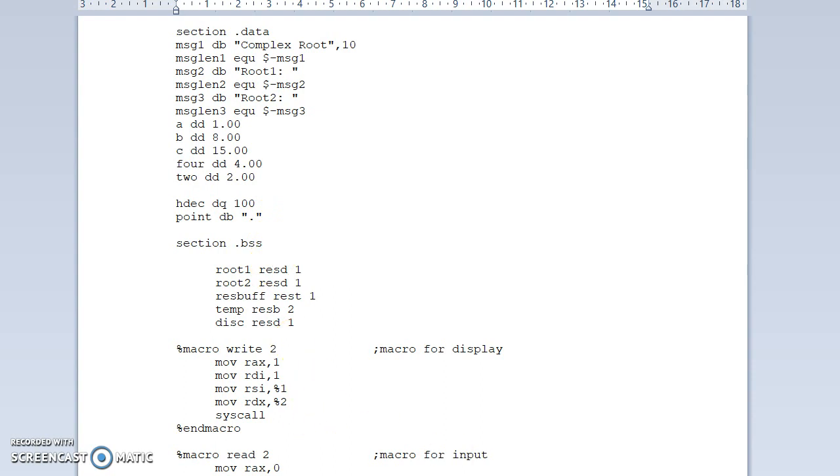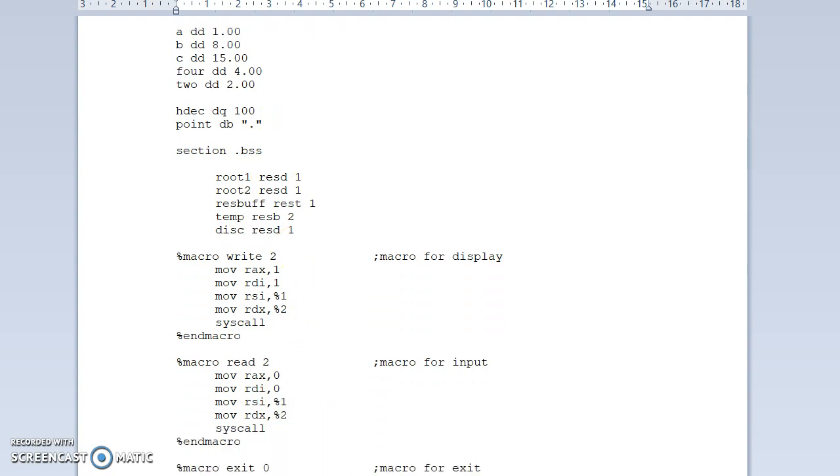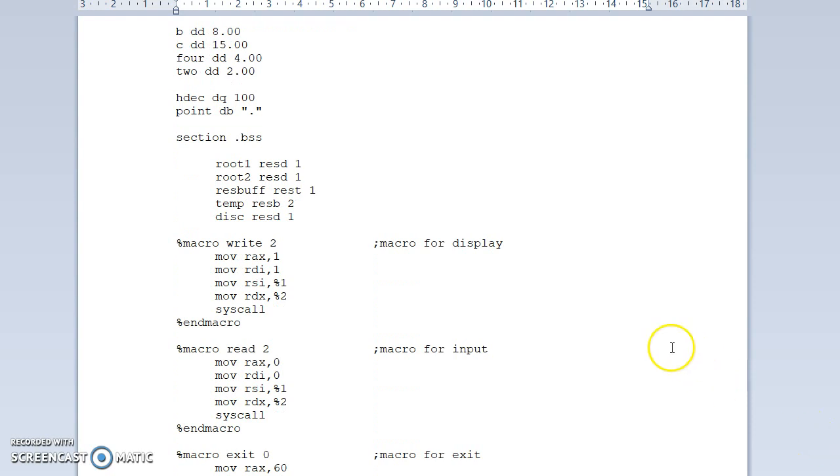Then we have the macro for write and read. Write has the system call number 1 passed to RAX. RDI will have the handle to the screen. RSI will be the variable that you want to display, and RDX will contain the length of the variable, and we'll have syscall. So this is as usual as we display in the normal assembly language program.